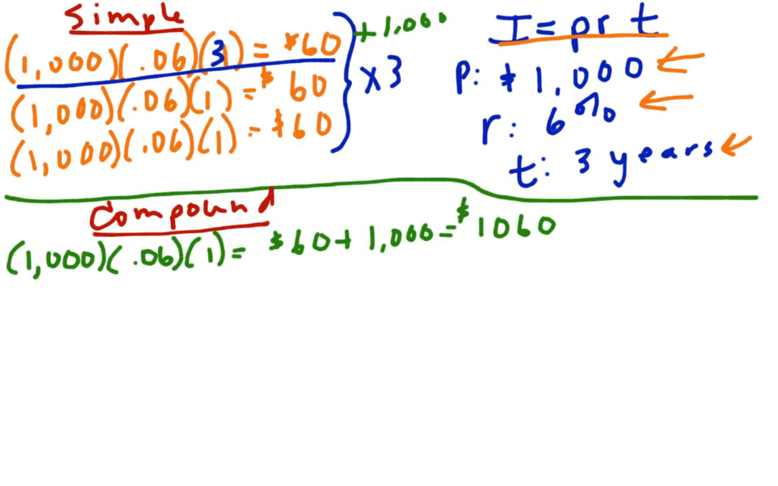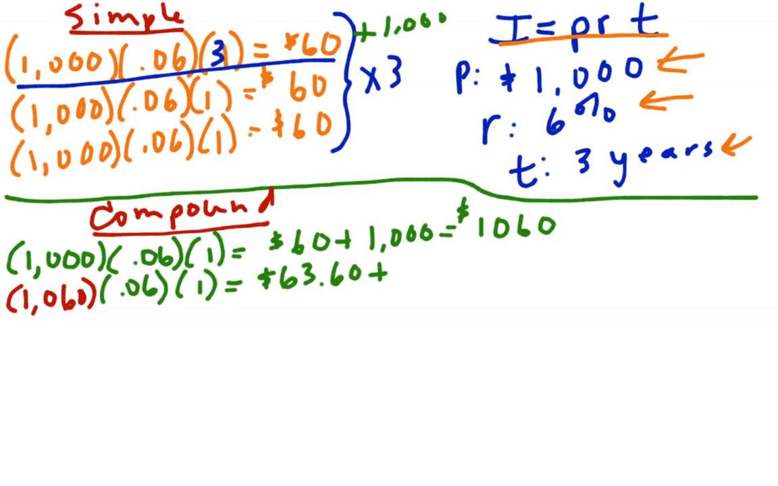Now the change between simple and compound is I'm going to take that $1,060 and that's going to be my new principal. So in my compound interest calculation down here, instead of $1,000, I now have $1,060. Everything else remains the same, 0.06. And we're just going to go year by year, so I'm not putting the 3 in right now. So I want to show how this changes year by year. This would be an excellent time to use a calculator. I used a calculator when I did these problems.